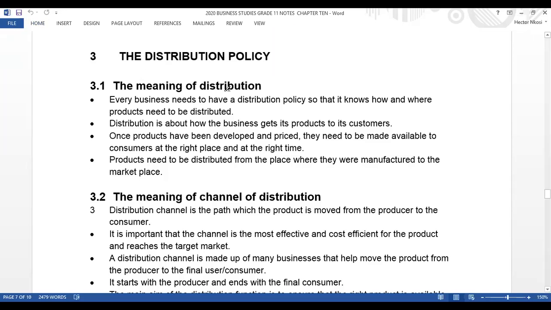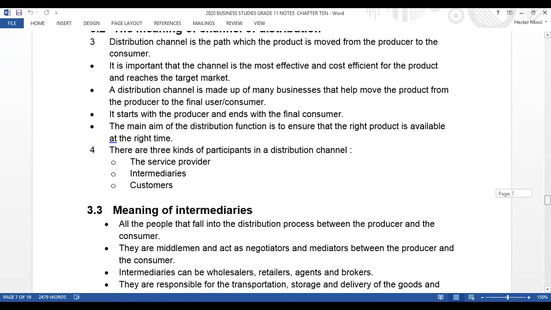Now, grade 11s. Yesterday, I explained the meaning of distribution and the meaning of the channel of distribution. Remember, when it comes to distribution, it's how your goods will be distributed to the customers. The channel of distribution is how you are going to transport or deliver those goods to your respective customers.